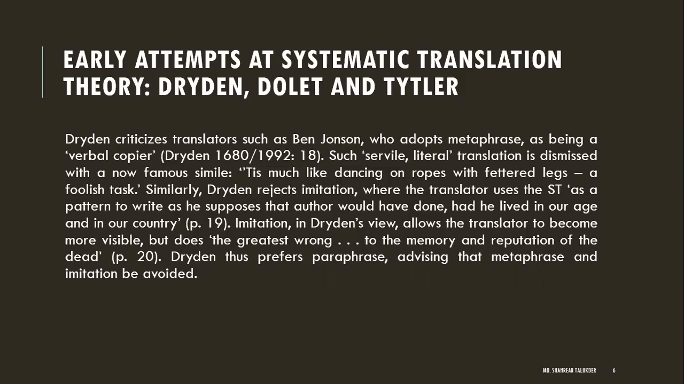Similarly, Dryden rejects imitation. He also rejected imitation. So he didn't go for word for word, and also he didn't like the idea of adaptation. He didn't like it, where the translator uses the source text as a pattern to write as he supposes that the author would have done had he lived in our age or in our country. So when you go for adaptation or imitation, the translator takes the liberty of writing it in a new way, and also thinks that if that writer had written in our country, in my situation, then he would have written it in this way.